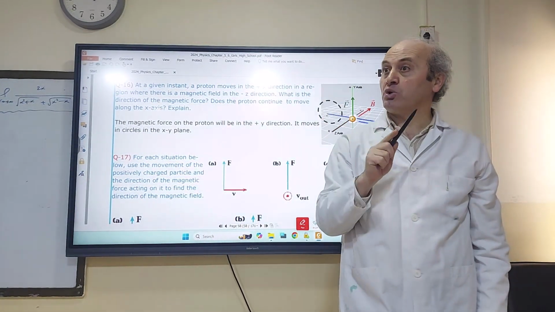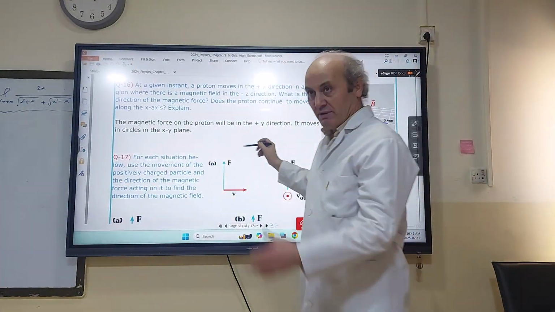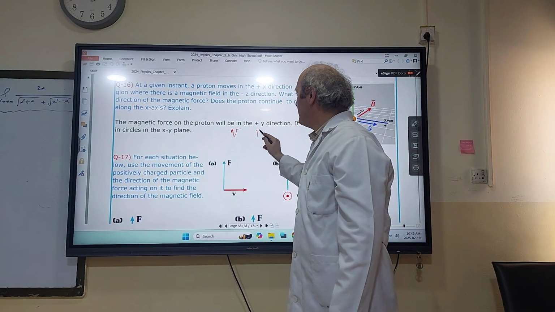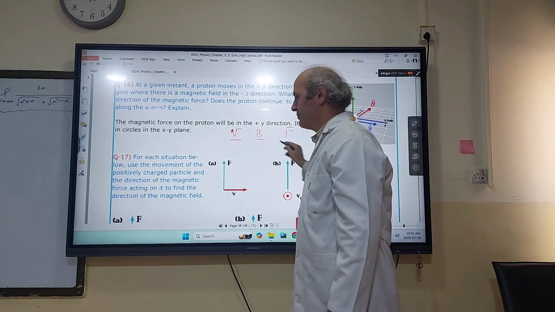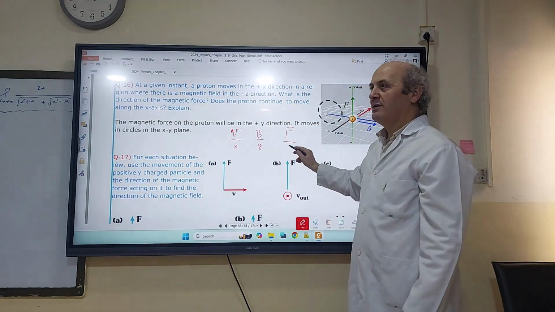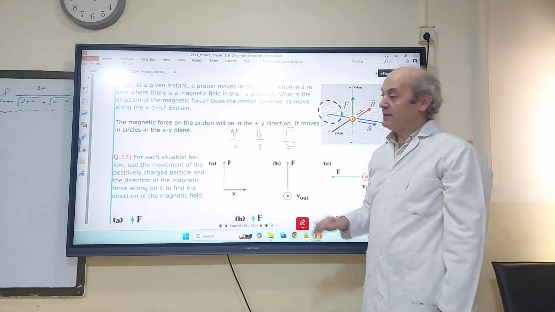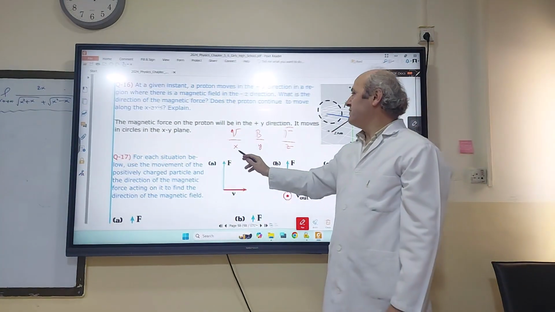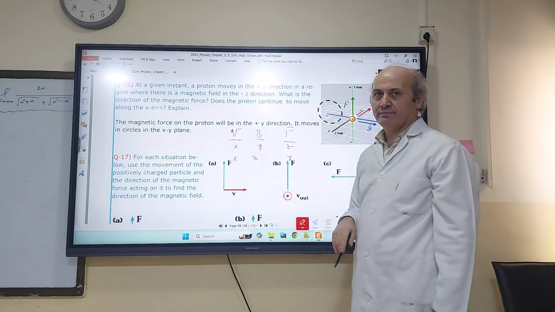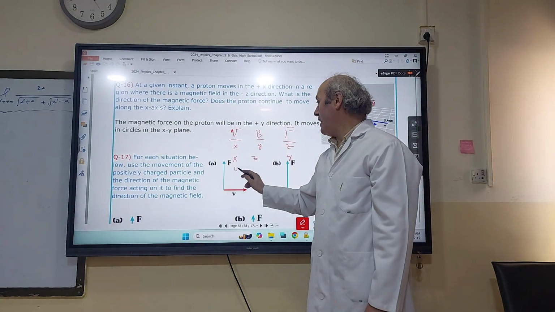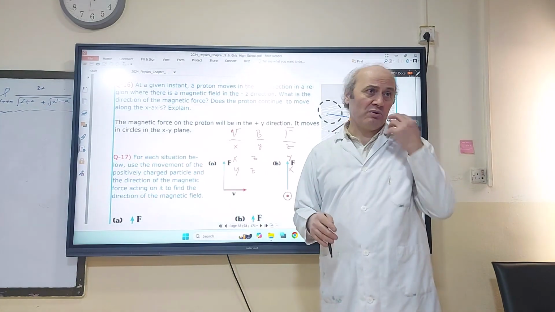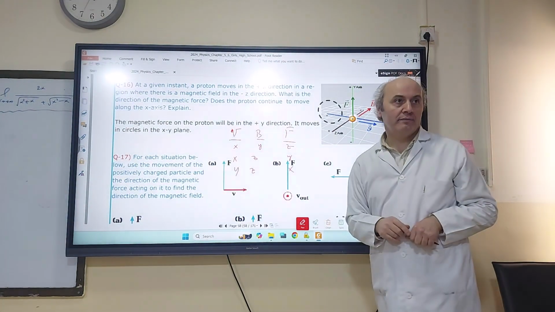Maybe this can help you for answering your question. If we make a table, let's say we have Q, V, B, and F. If V and B are X and Y, F is absolutely Z. If V and B are X and Z, F is absolutely Y. If B and V are Y and Z, F is X. The positive and negative signs can change. You can also find them by using the right-hand rule, but this is always correct.